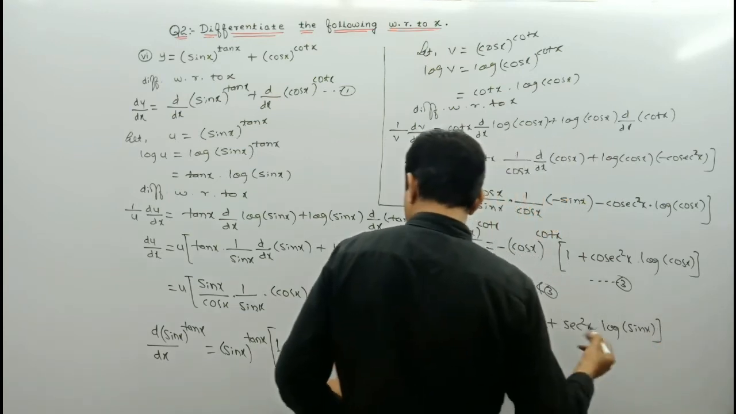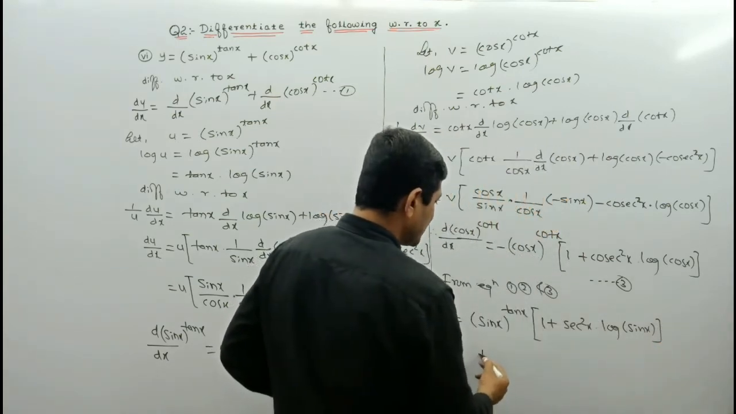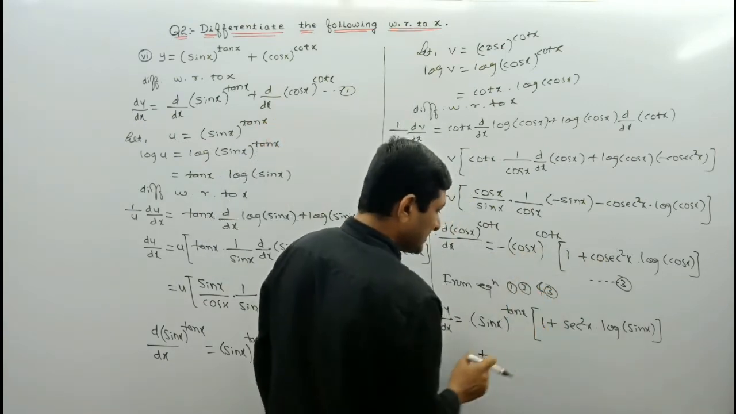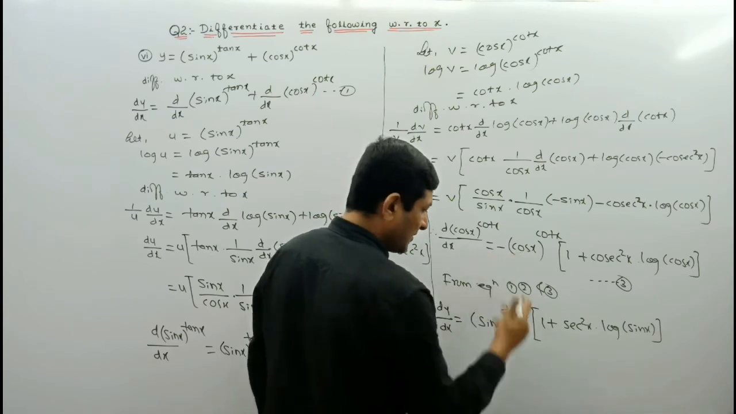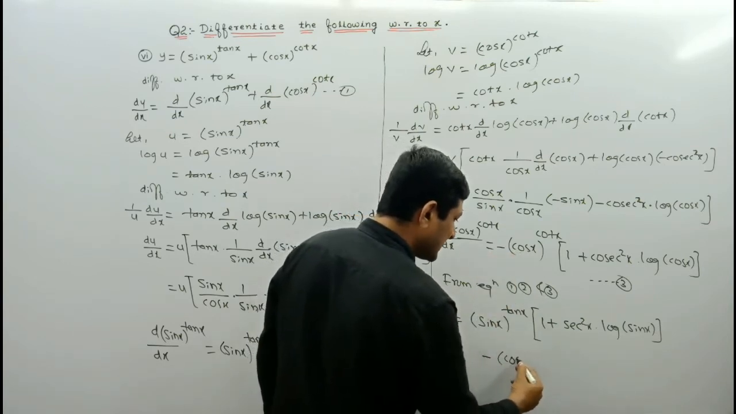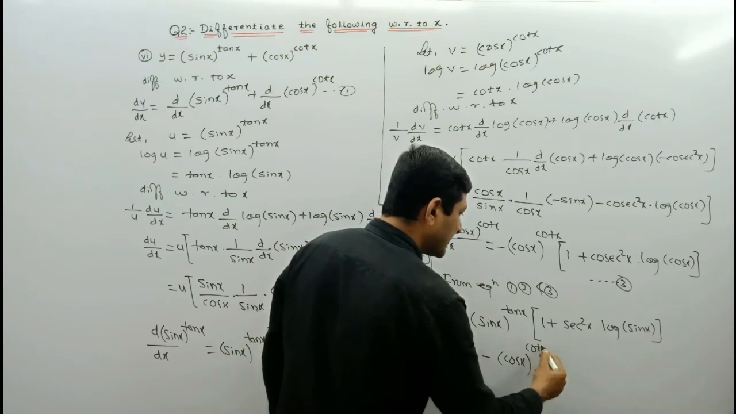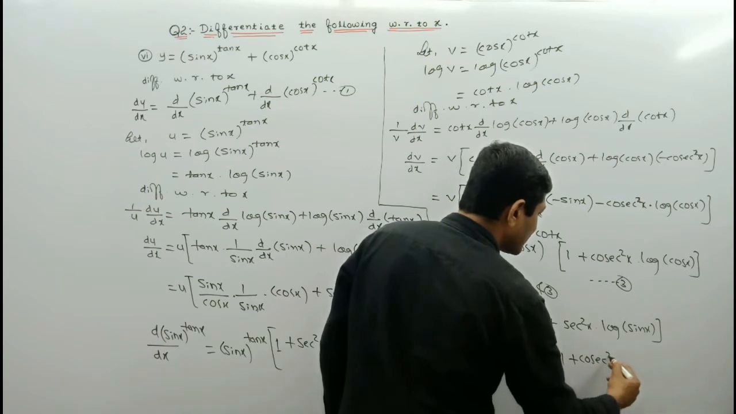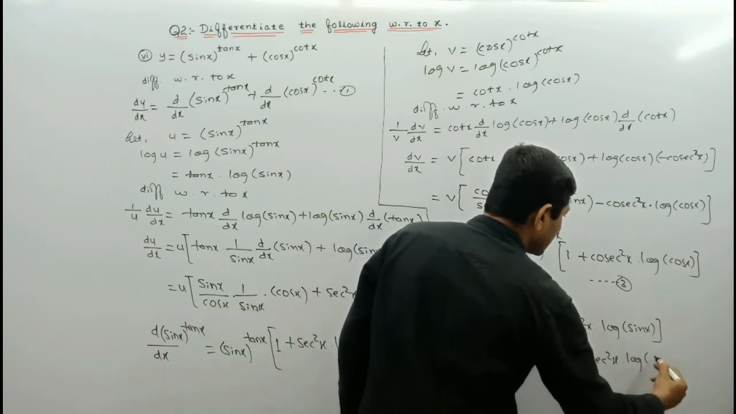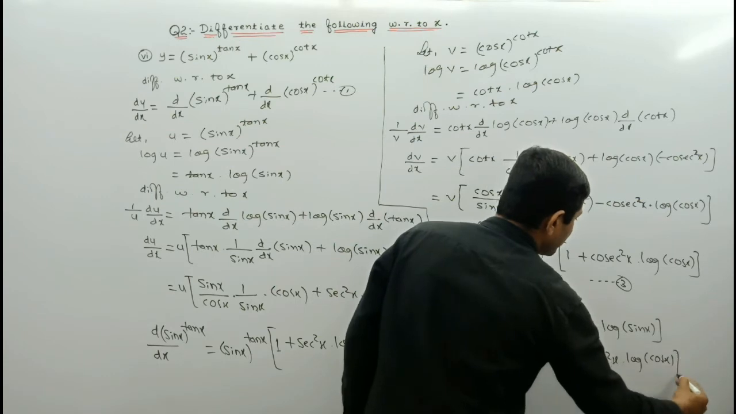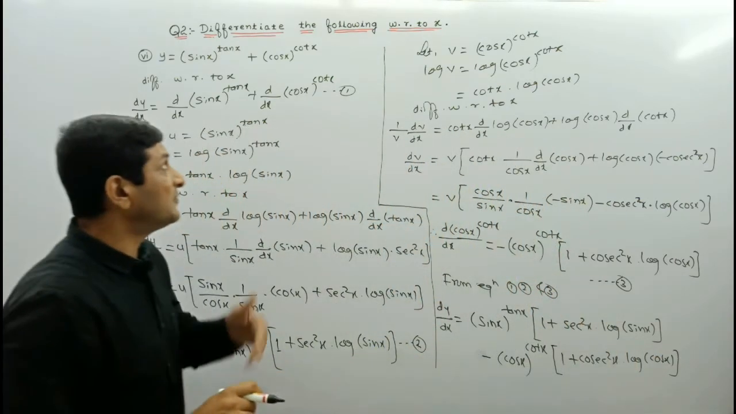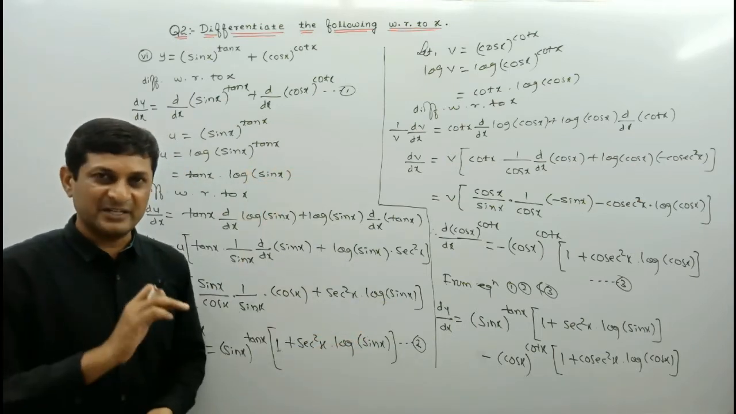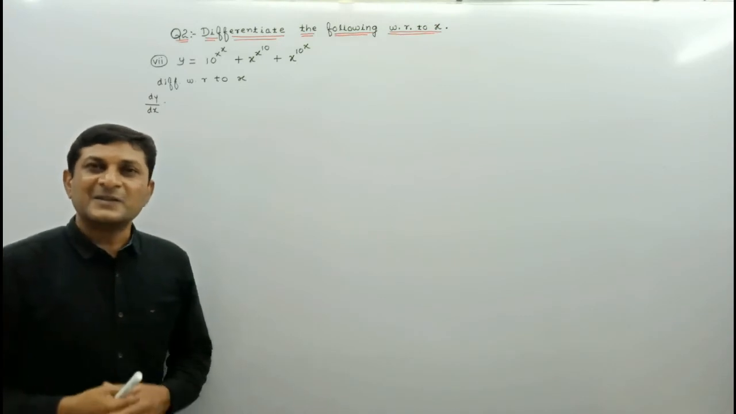In this way we have got the differentiation of the first term, plus now the differentiation of the second term is also known to us, and this value we are substituting from equation number third. So here the value is minus cos x raised to power cot x into 1 plus cosec square x into log of cos x. In this way, after substituting the values of differentiation of the first term and second term in this equation, we will get the required derivative.